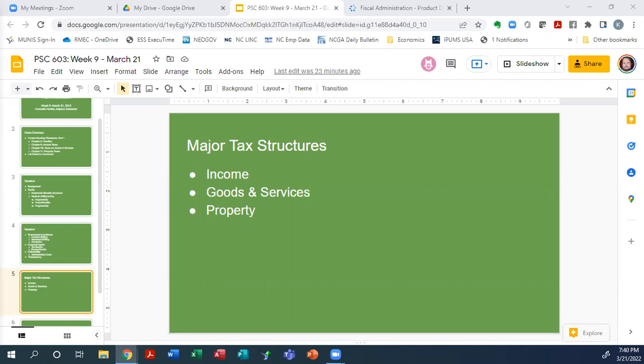Toll roads. Toll roads, yes. Toll roads are kind of a cross between a tax and a fee, but there is a tax, and obviously they're mandated, but that is one as well. Okay. Any questions with respect to goods and services taxes?